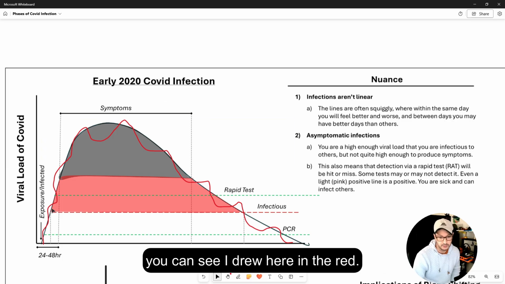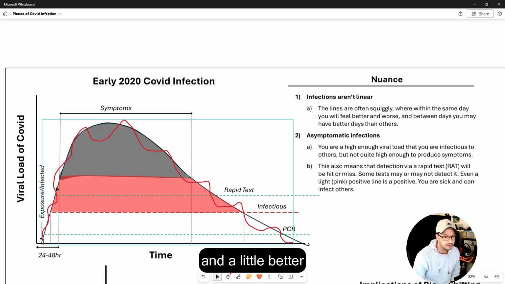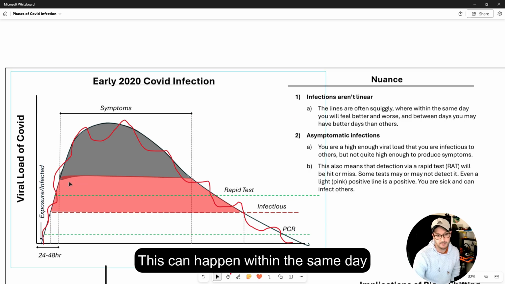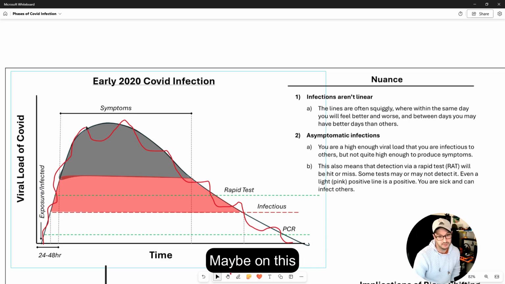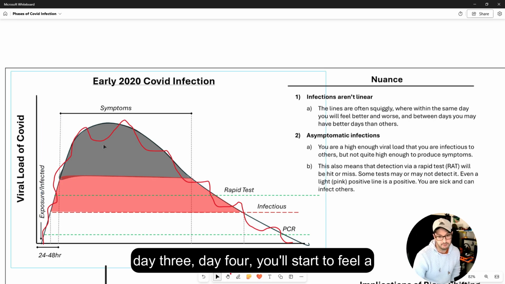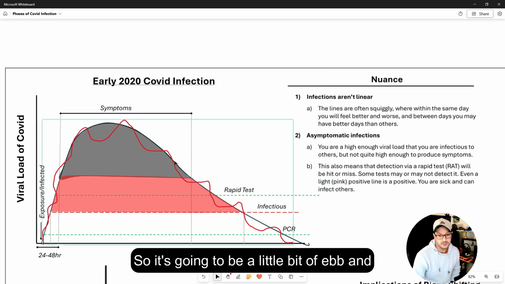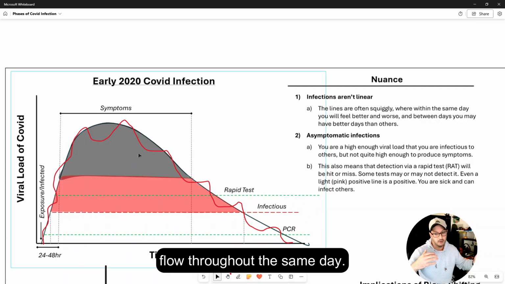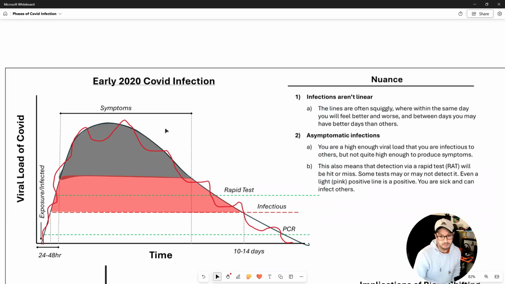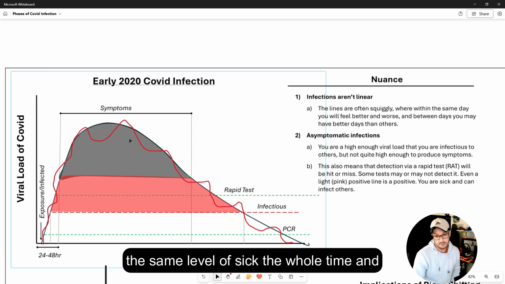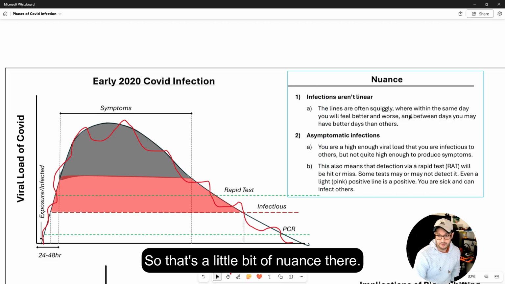So you can see I drew here in the red. You're going to get sicker and a little better at times throughout the infection. This can happen within the same day or in the following days. So you'll start to feel really sick maybe on day 3, day 4, you'll start to feel a little better, but then you'll feel even worse on day 5. So it's going to be a little bit of ebb and flow throughout the same day, and then between days. You're not always going to feel the same level of sick the whole time, and then progressively feeling better. So that's a little bit of nuance there.